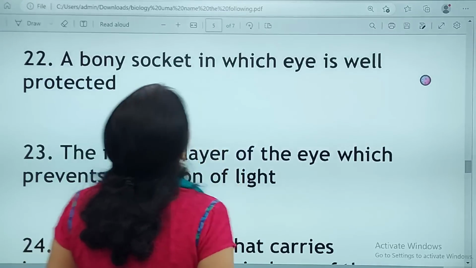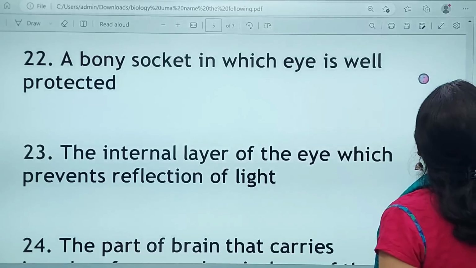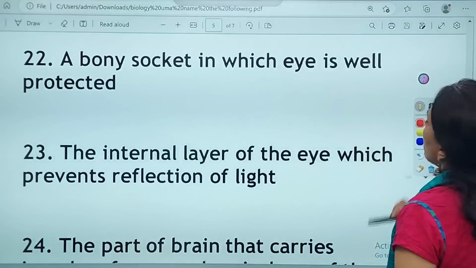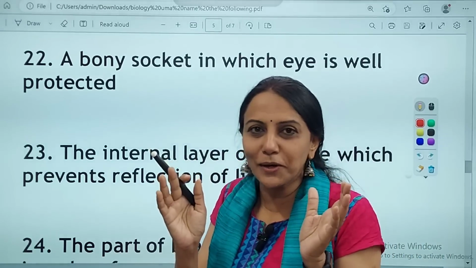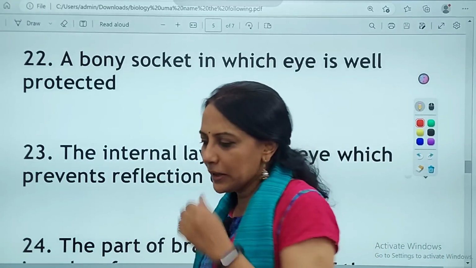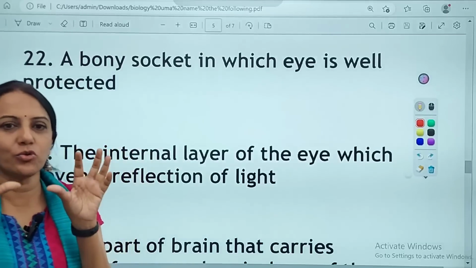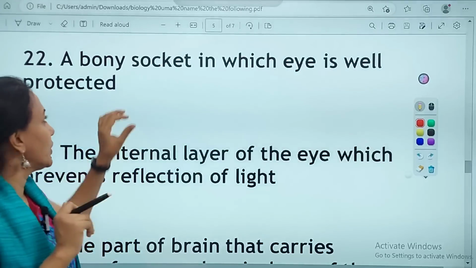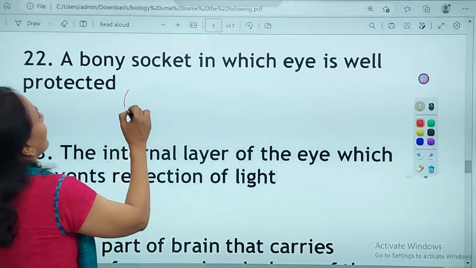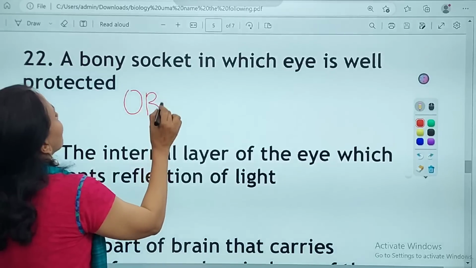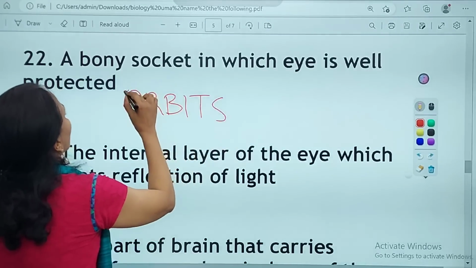So a bony socket in which the eye is well protected. What is that bony socket? All of you know about the skull. Have you seen the skull? Just the skeleton, I mean. You will be able to find crevices, or should I say locations, inside which the eye is kept. And that bony socket, there are two of them, isn't it? They're called orbits. Orbits.